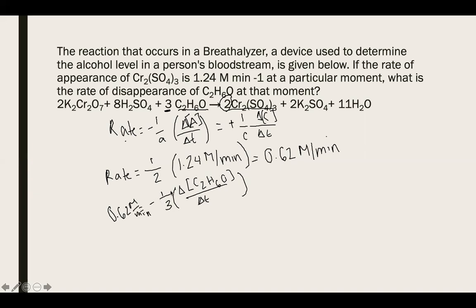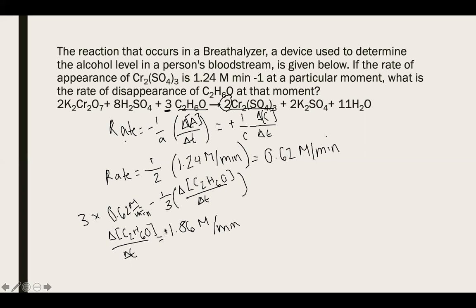So in order to figure out what the rate of reaction is of the C2H6O, we multiply over by 3, we'd just be flipping the fraction over here. And so you would do 3 times 0.62, and you would get, for the delta C2H6O over delta T, 1.86 molar per min. That's answer A. Are there any questions?